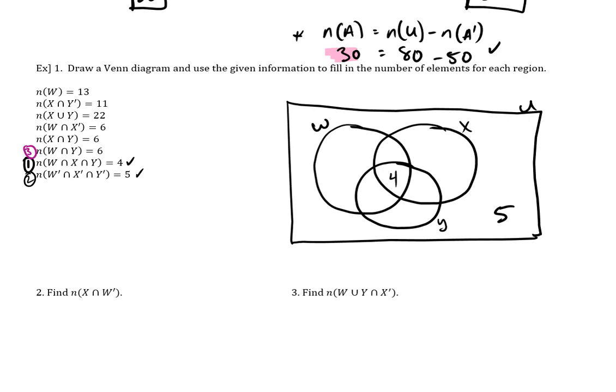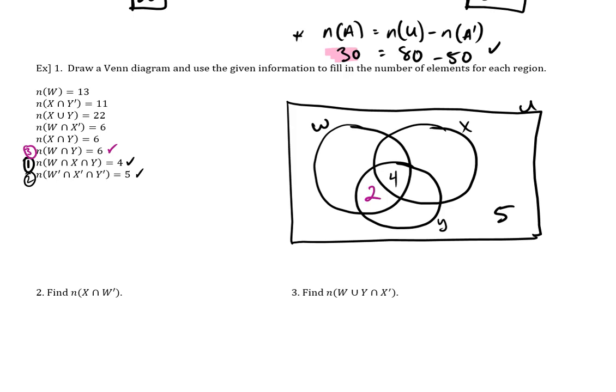Number 3 here. The number of elements in W and Y. That's the football shape between W and Y. The football shape right here already has 4 elements, but it's saying it needs 6, so I need to add 2 to make 6. W and Y needs to add up to 6. I already had 4, and 4 plus 2 is 6.